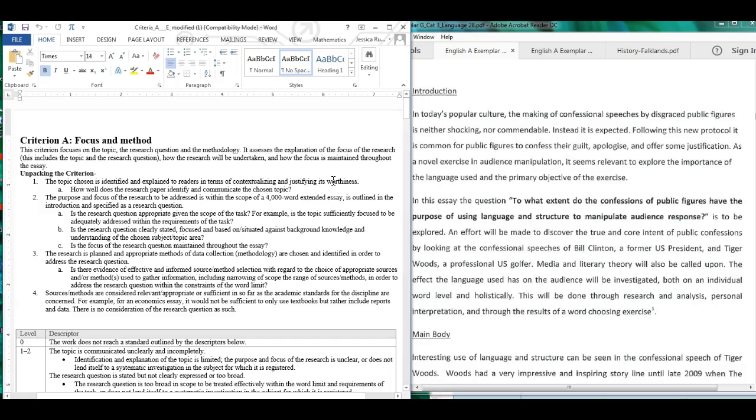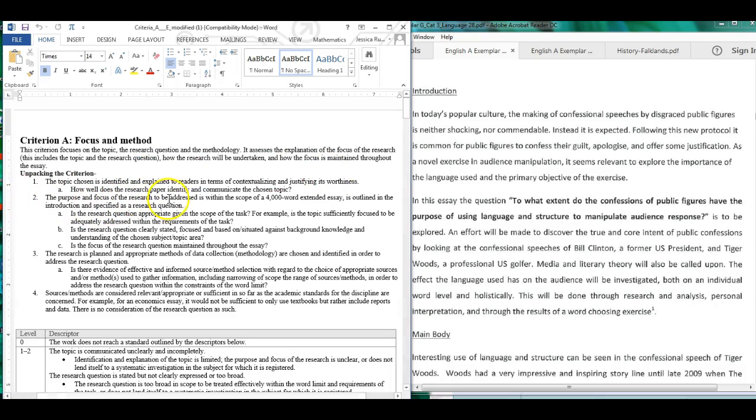Remember that we have a document with some help tools in your folder that tell you some good ideas for worthiness of investigation. It shouldn't just be because I'm interested in it or because I'm passionate about it. You've got to find something more than that to justify your worthiness.